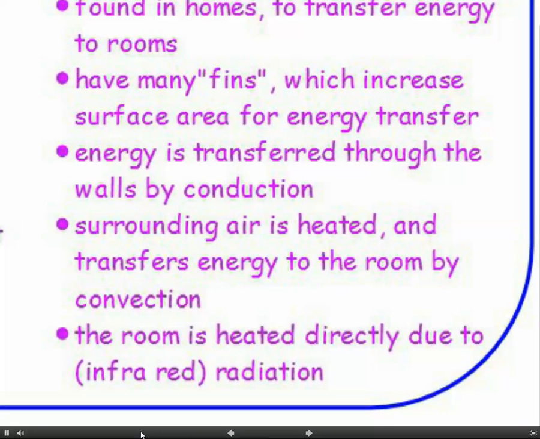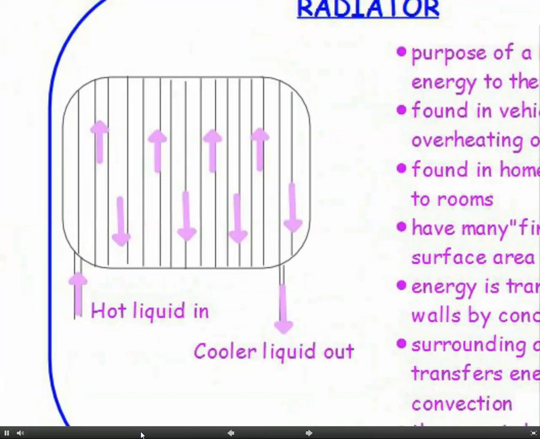The energy is transferred through the walls by conduction, and this means that the surrounding air is heated, and this transfers energy to the room by convection, and the room is heated directly due to infrared radiation. Here you go, radiator.